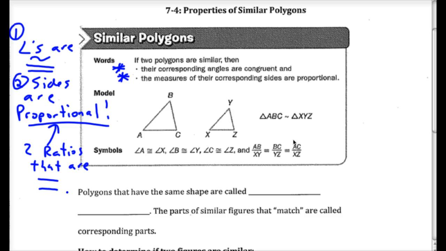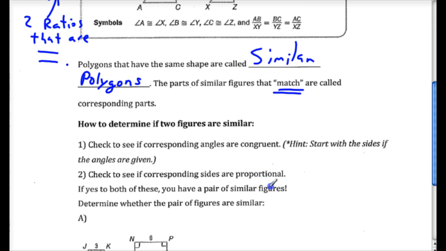We're talking about similar figures, and we said with similar figures, angles have to be congruent. A proportion is two ratios that happen to be equal. All that stuff we read, the parts of the similar figures that match are the corresponding parts. Now, here's how to determine if two figures are similar.